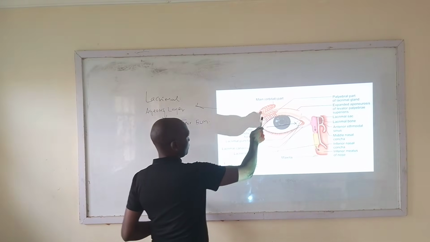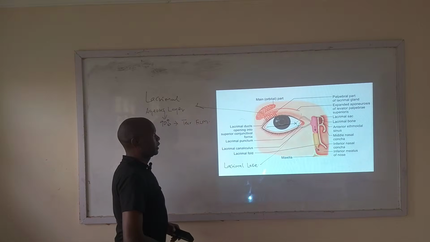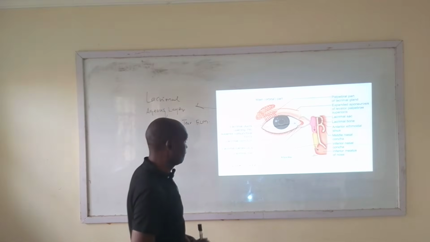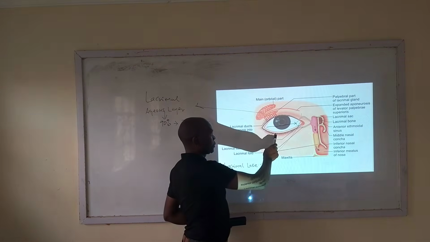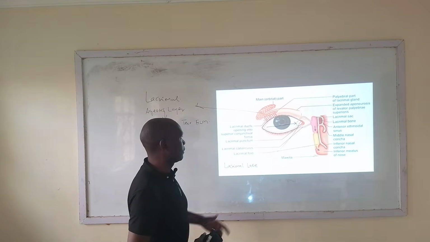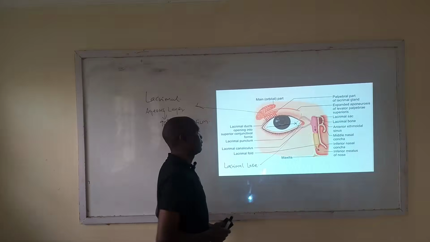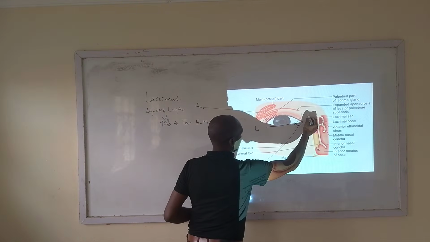So your tears are produced here. They trickle through the lacrimal ducts onto the surface of the eye. Then you blink. The force that results from blinking pushes your tears from the lateral side towards the medial side.